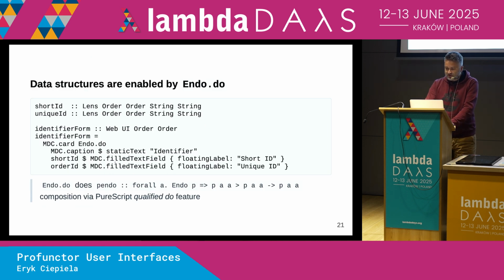And data structures are enabled by endo-do. So here we have a form that uses MDC UI, and it uses two lenses, short ID and unique ID, which are lenses from string to order. So what happens here is that we have a filled text field, which takes string and returns string, and is kind of lifted by this optics of lens so that it operates on orders. And once we have two UI elements operating on orders, they can propagate the data back and forth so that the whole form gets populated with data being input.